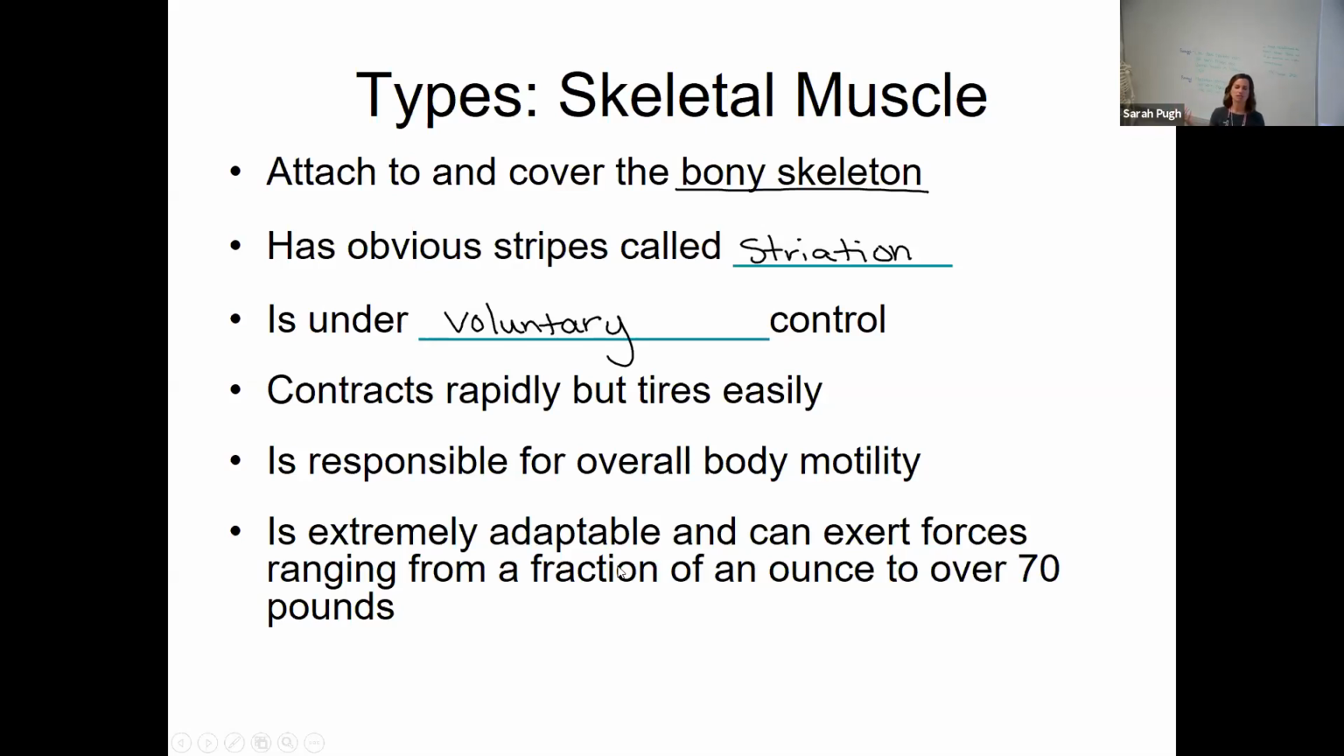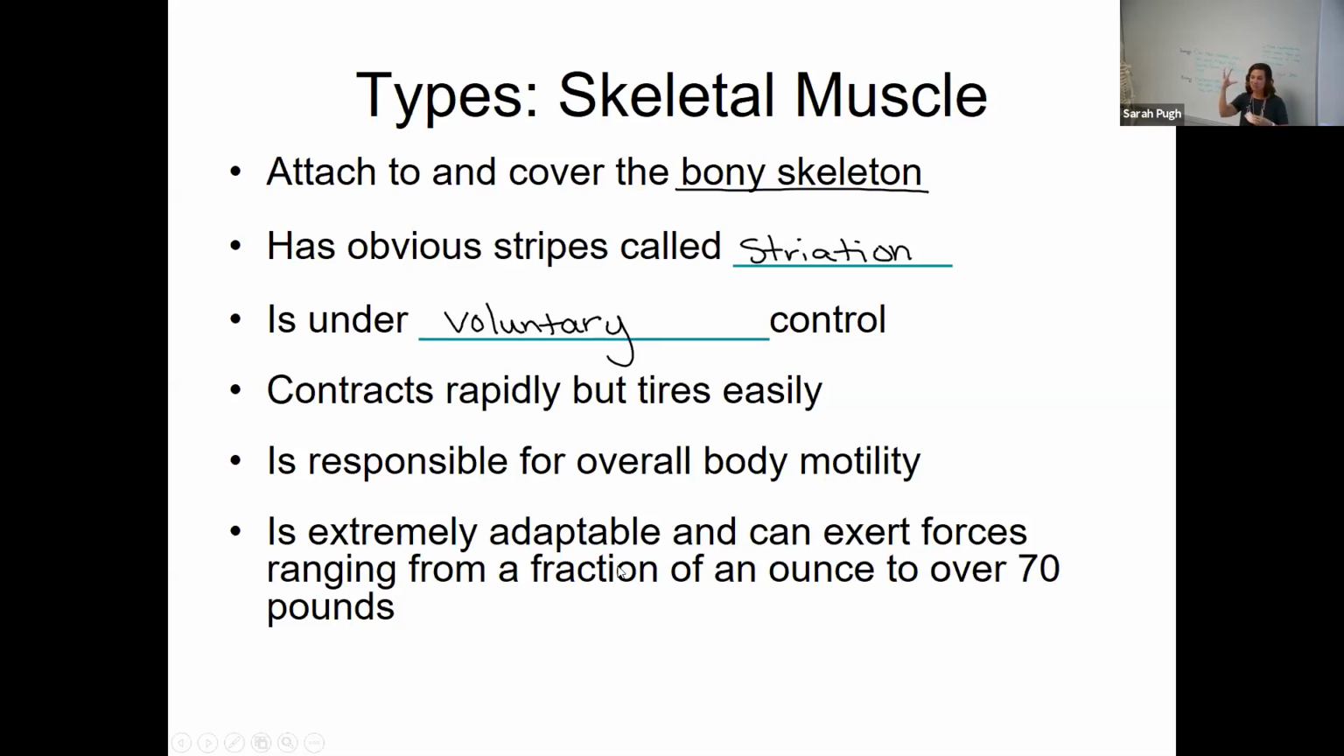We also say that skeletal muscle is incredibly adaptable, meaning that you have muscles that can exert a huge amount of force, but they can also exert just a fraction of that if needed. So a really good example of that would be, I can use all of my hand flexors, right? They cause my hand to flex like this.